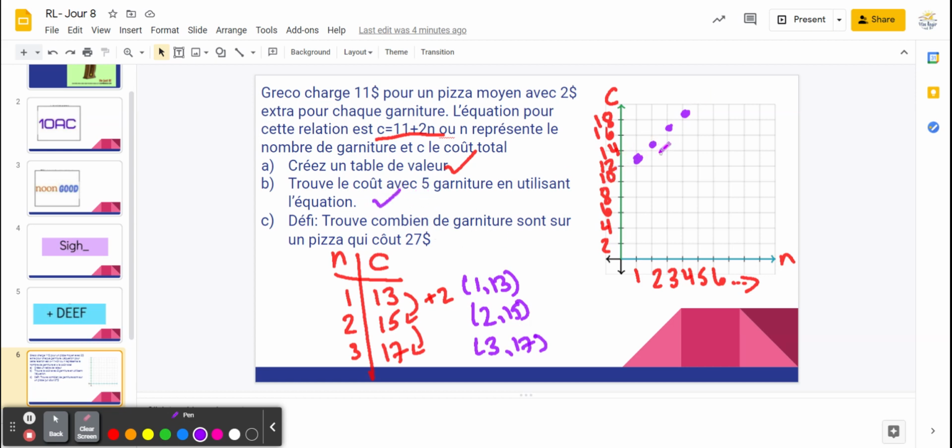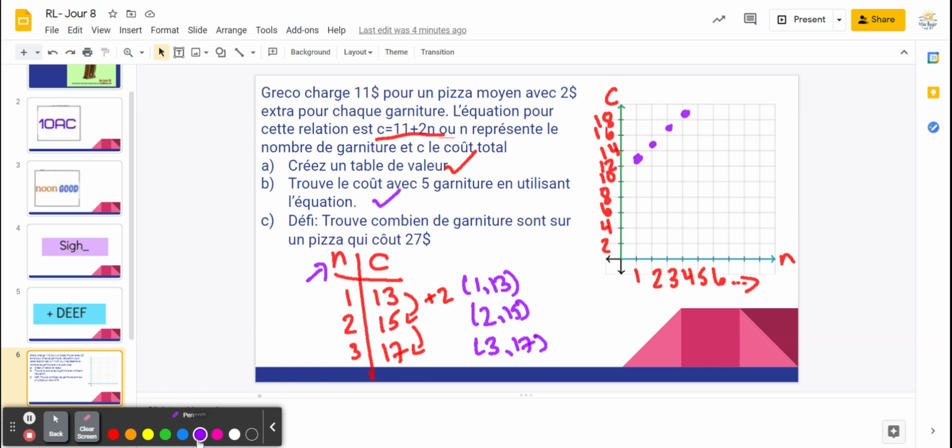And this is des données discrètes, discrete data, because when we're talking about toppings, our N values, we can't say I want 1.5 toppings. So because of that, I can't connect these points.